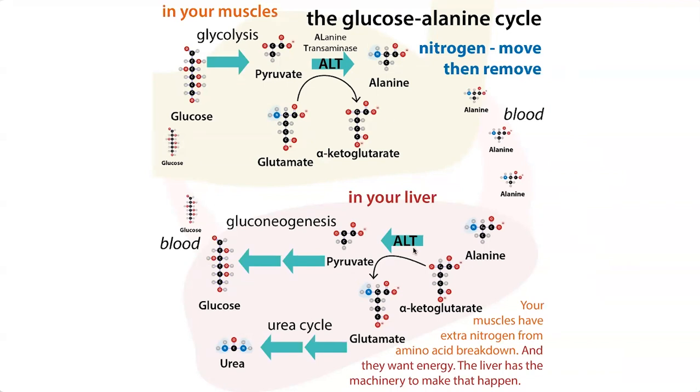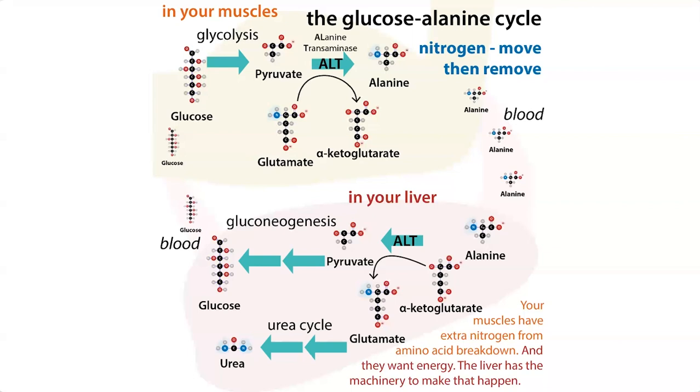The muscles get a really sweet deal from this, because the liver takes the pyruvate that it generates, and because the liver can also do gluconeogenesis, it converts that back into glucose that the muscles get back. So the muscles are transferring 3 carbons and this nitrogen group, and they're getting back 6 carbons and don't have that nitrogen group to worry about. Pretty sweet deal. And that was our ALT.